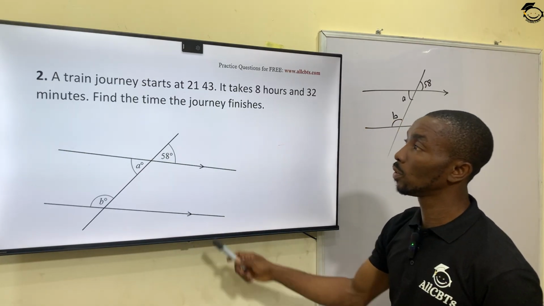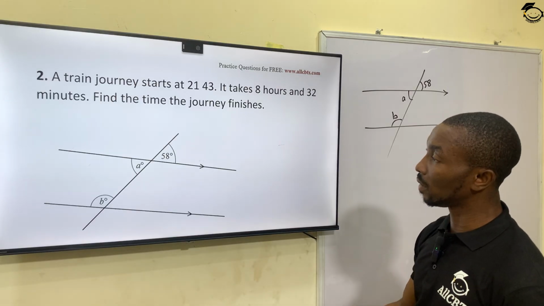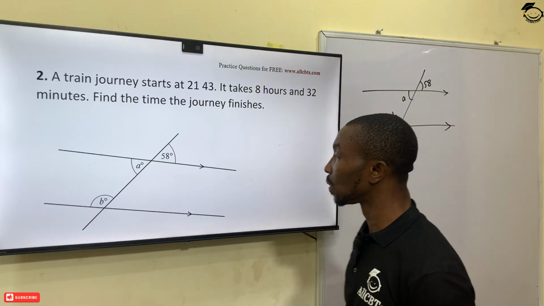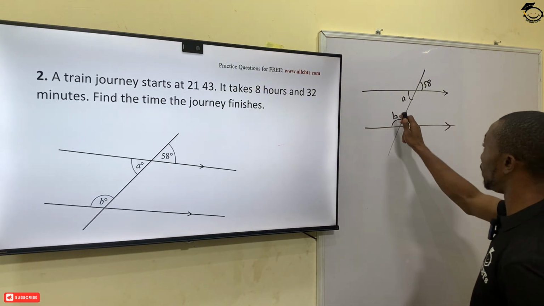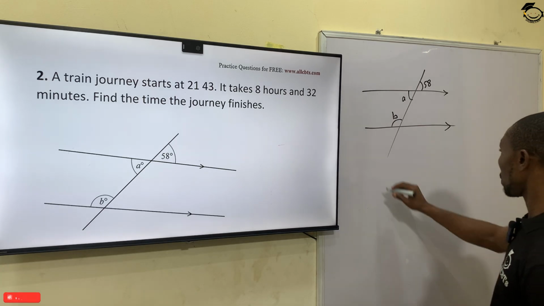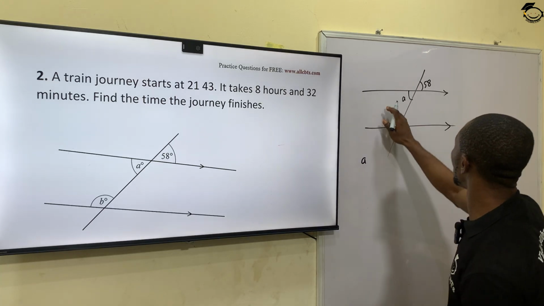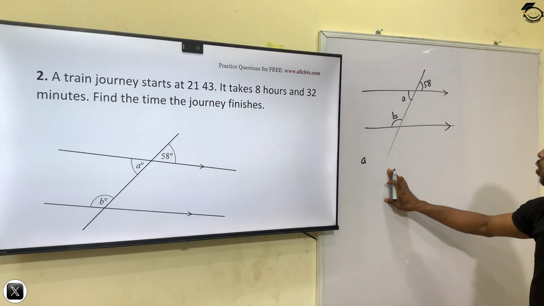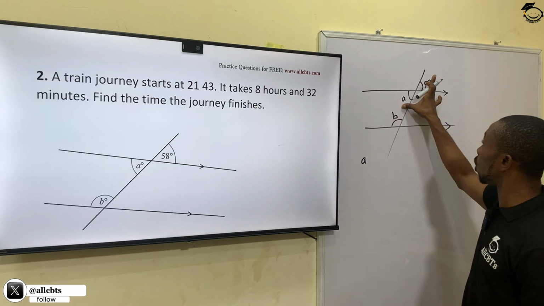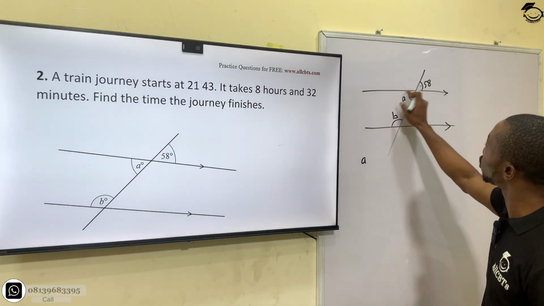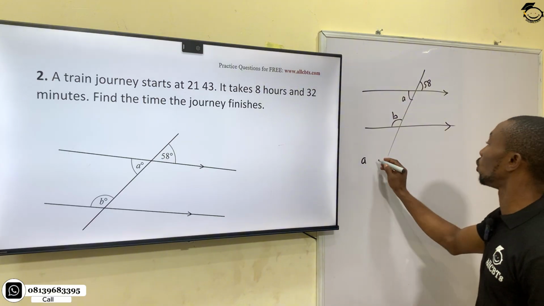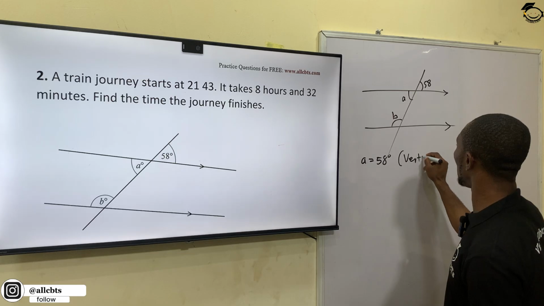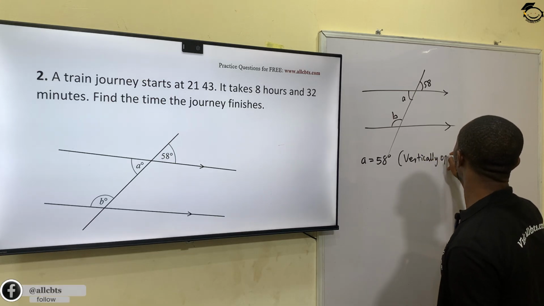Now, from our question, we are asked to find the value of angle A and angle B. For A, since these two lines are parallel and we have a transversal cutting them, angle A makes what we call vertically opposite angles with angle 58. So A equals 58 degrees, reason: vertically opposite angles.